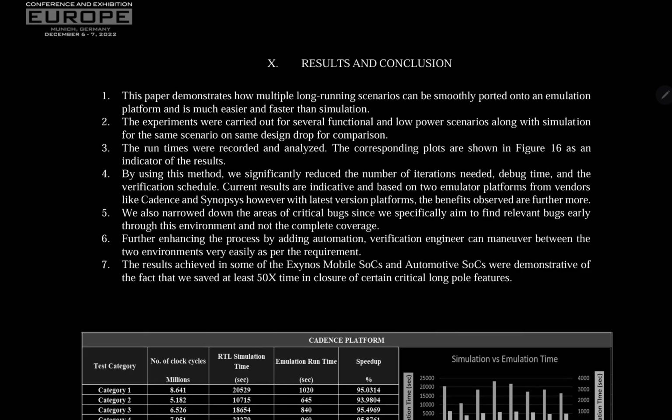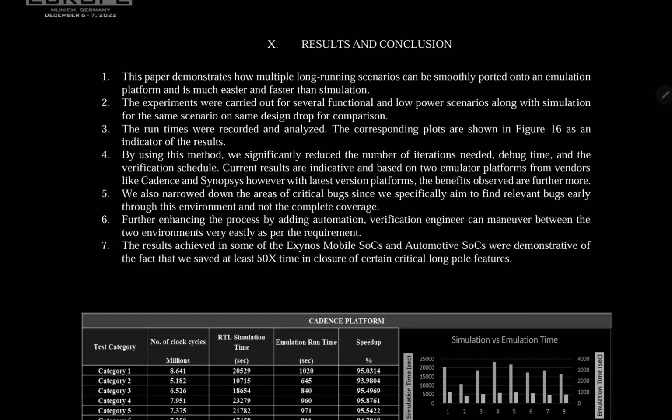4: by using this method, we significantly reduced the number of iterations needed, debug time, and the verification schedule. Current results are indicative and based on two emulator platforms from vendors like Cadence and Synopsys. However, with the latest version platforms, the benefits observed are even greater. 5: we also narrowed down the areas of the critical bugs, since we specifically aim to find relevant bugs early through this environment and not complete coverage.